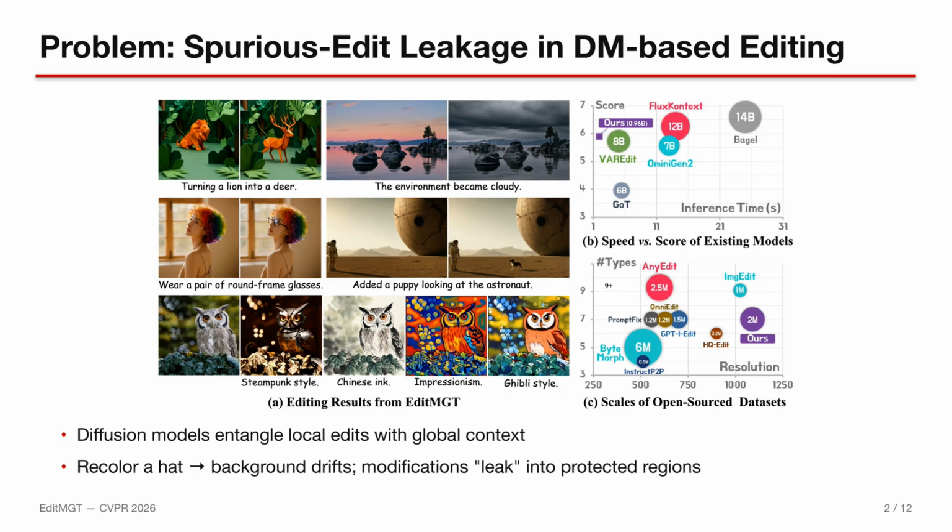Image editing today is dominated by diffusion models. They produce stunning visuals, but they share a fundamental flaw. Their global denoising process leaks edits into regions that should stay unchanged. Ask the model to recolor a hat, and the background often drifts too. We call this the spurious edit leakage problem.